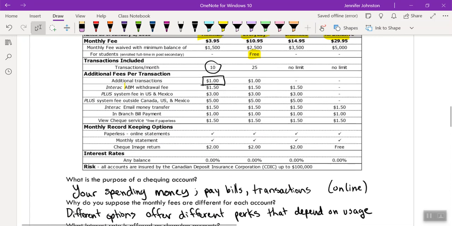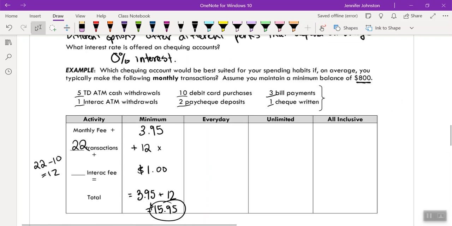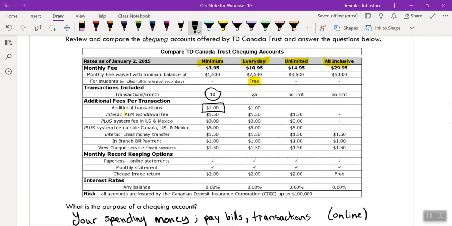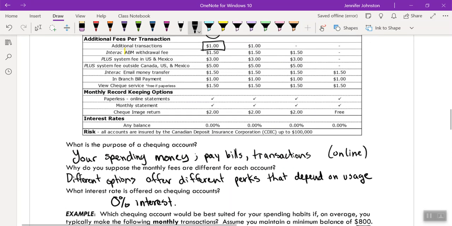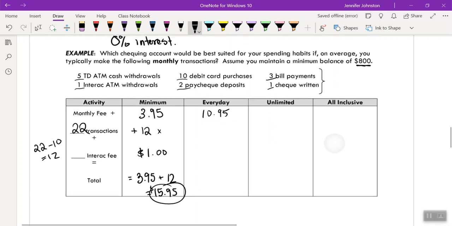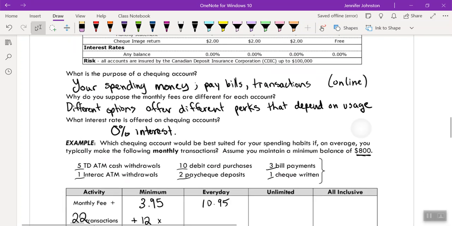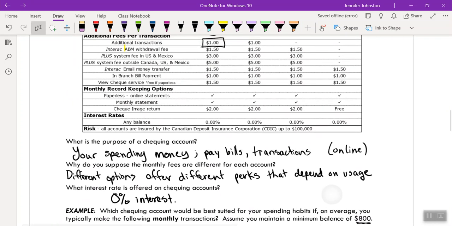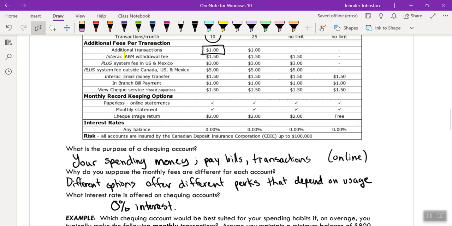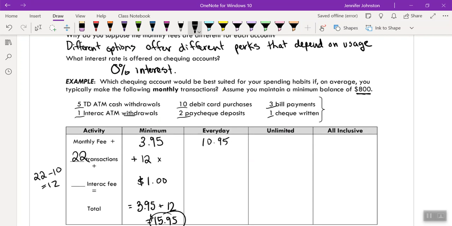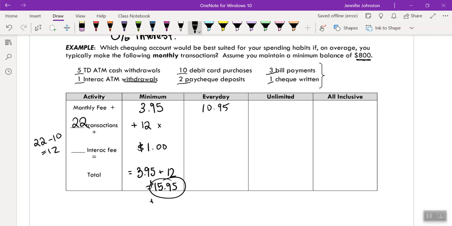Let's go check out the everyday. Everyday costs $10.95. If we made 22 transactions, this one has a maximum of 25, so we're under our limit, which is great. All right, are there any other fees that we might have skipped by accident? Oh, there is a withdrawal fee. Oh, I missed something. It's $1.50 for an Interac withdrawal, so we should add $1.50 on here.